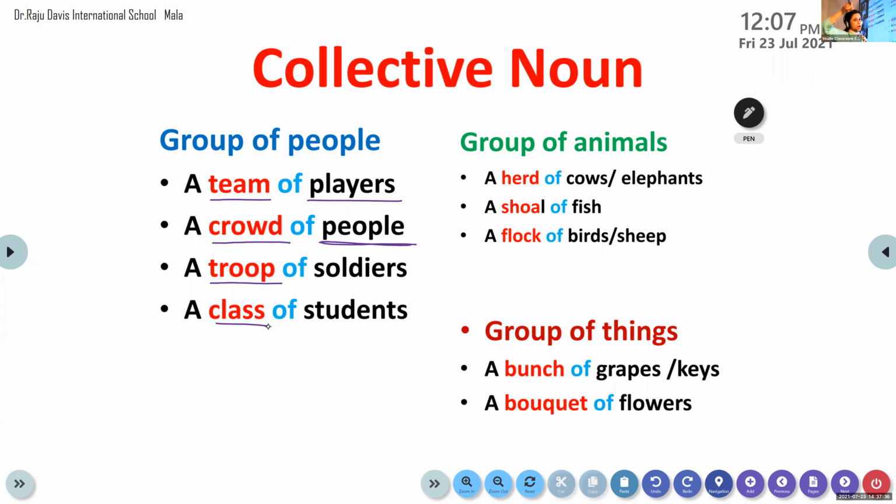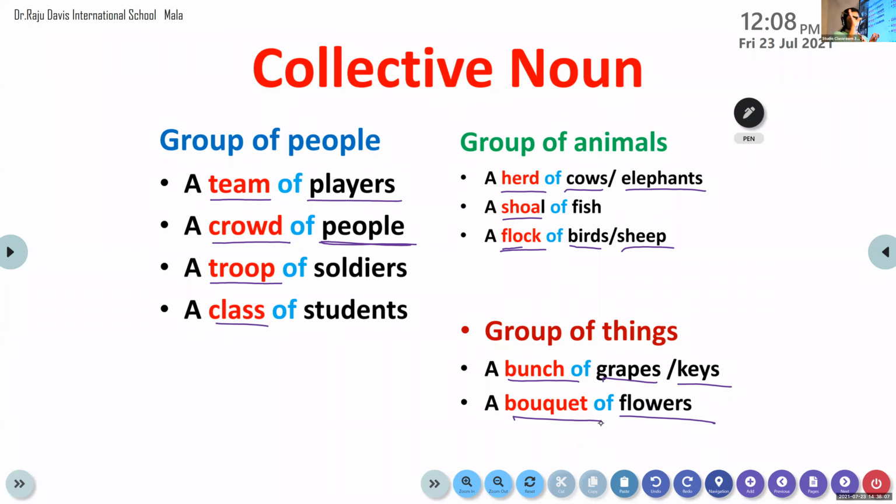So for a group of cows and elephants, the collective noun is herd. Herd of cows or herd of elephants. For fish, it is shoal of fish. For birds as well as for sheep, the collective noun that refers to a group of birds and sheep is flock. For grapes as well as for keys, it is bunch. And for flowers, it is bouquet.